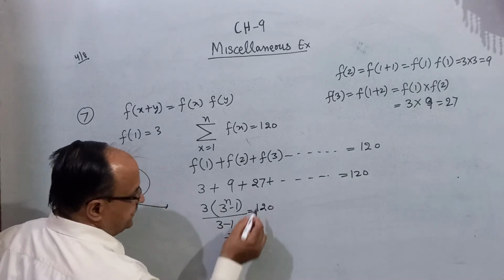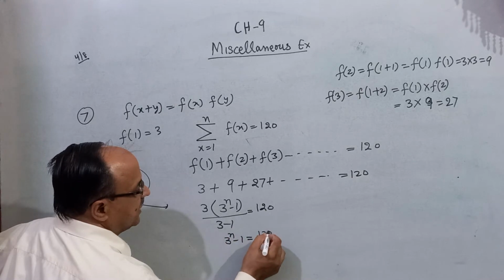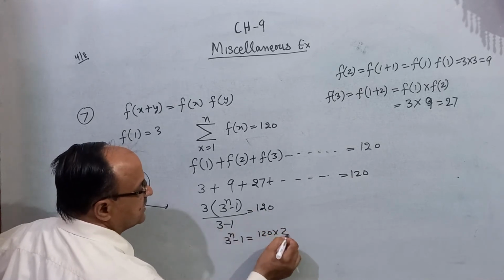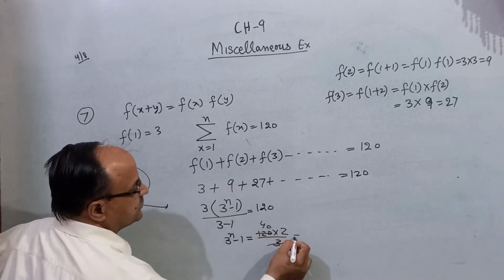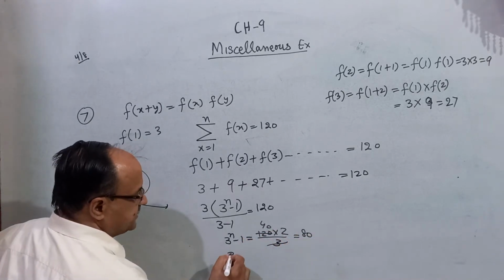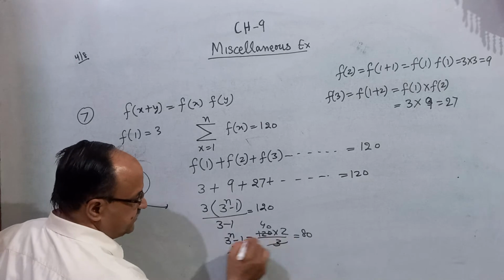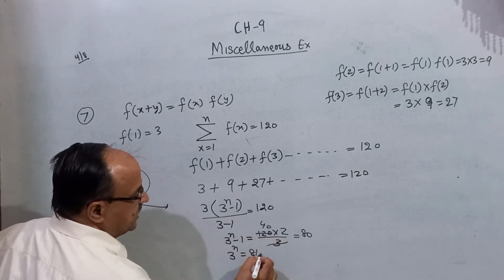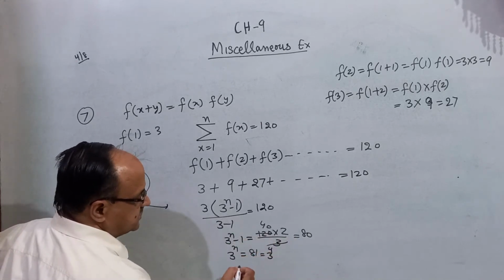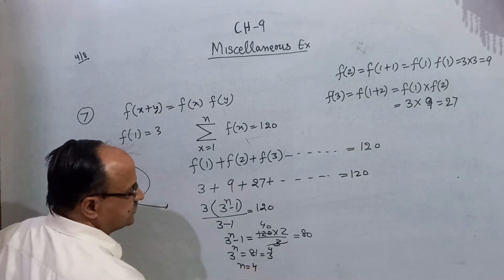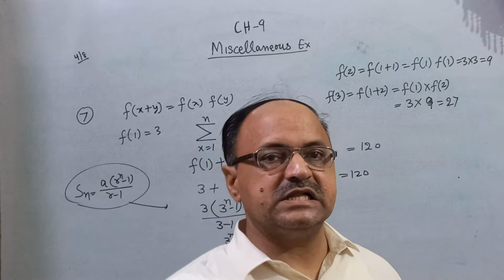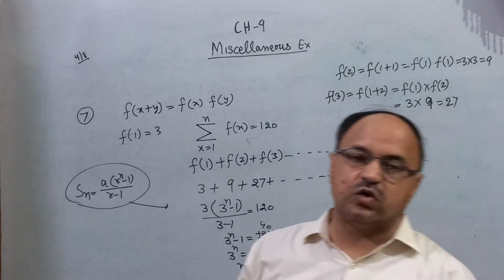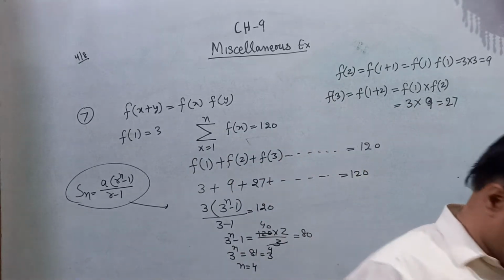Shift this term and this term to the right-hand side. 120 into 2, cross multiply by 3 and cancel. It is 240, so 3^n minus 1 is 80, and 3^n is 80 plus 1, 81. 81 is 3 to the power 4. So n is equal to 4. 4 is the answer of this question. The question is not so complicated.